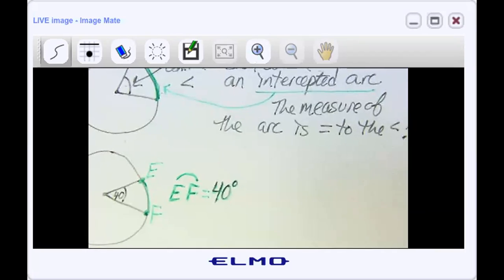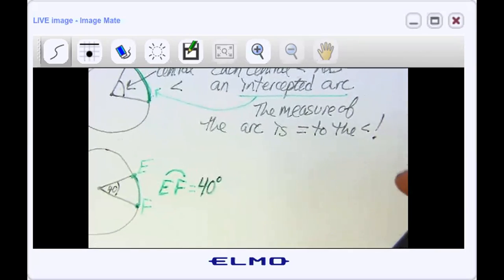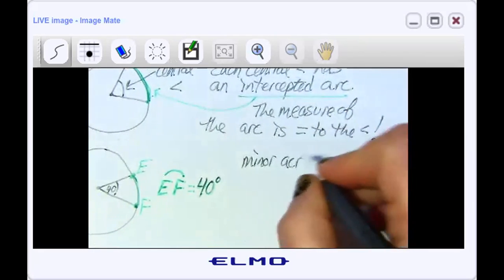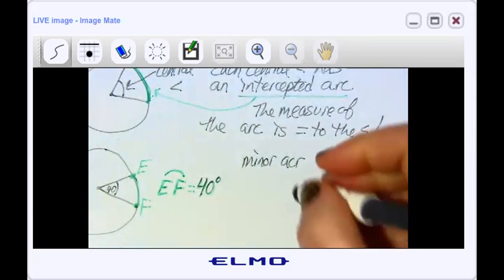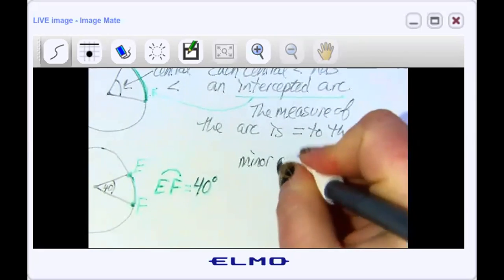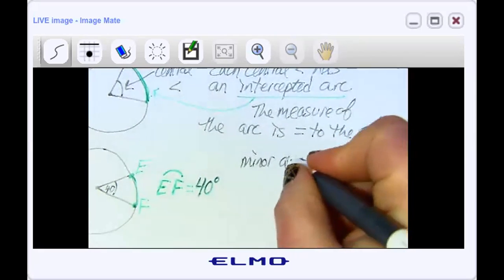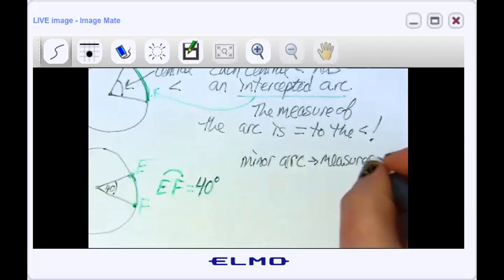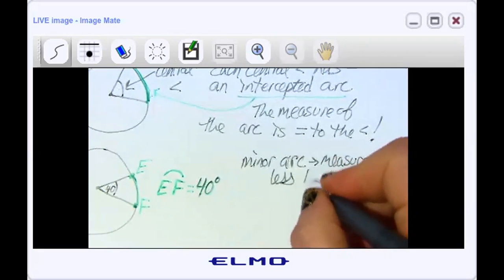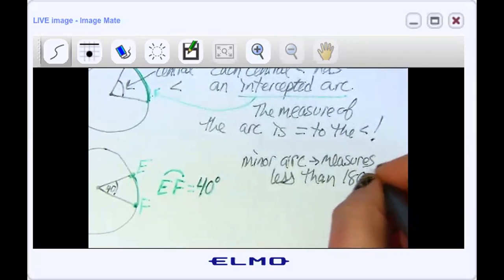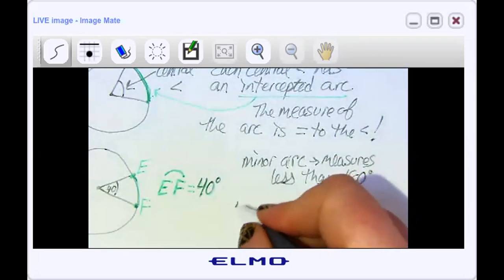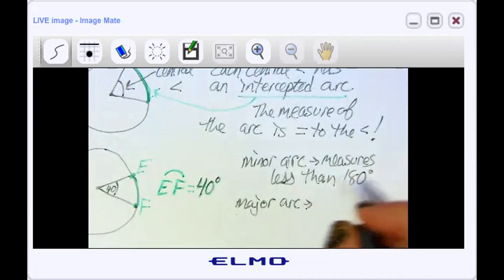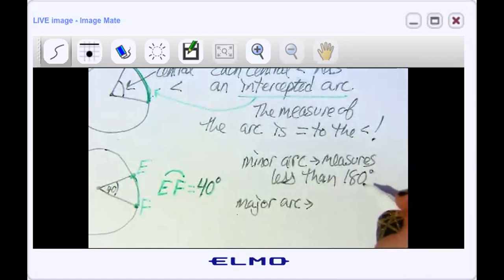I mentioned briefly that there are major arcs and minor arcs, so let's add that real quick. A minor arc, oh, look how I spelled arc. Oh my gosh, silly goose. Let's fix that. A minor arc measures less than 180, so less than half the circle. A major arc measures more than 180, so it goes for more than half the circle.